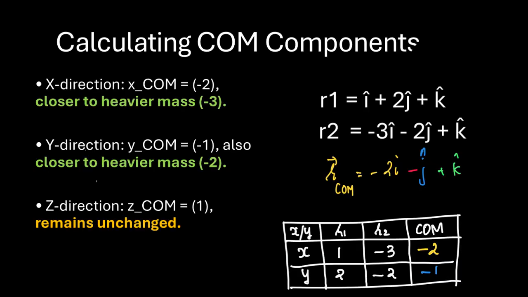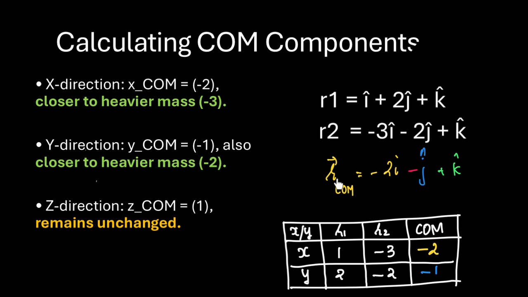We know that the center of mass will always be closer to the heavier mass. Now, when we say that the center of mass is closer to the heavier mass, it is applicable along the x, y, and z direction as well. Which means the x coordinate of the center of mass will be closer to the x coordinate of the heavier mass. The y coordinate of the center of mass will be closer to the y coordinate of the heavier mass, and likewise with the z direction.